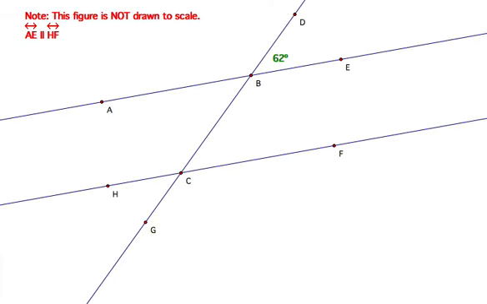All right, go ahead and pause it and then fill this in and then hit play to check your work. So if that's 62, this is 62 because of vertical angles. If this is 62, this is 118 because it has to be supplementary, add up to 180. And this is also 118 because of vertical angles.